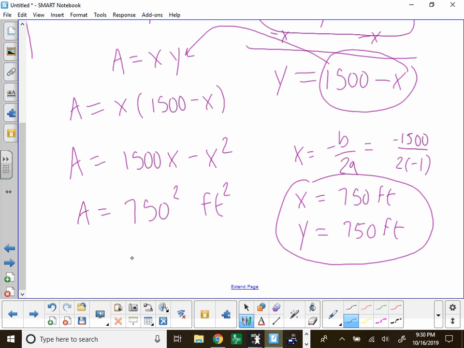So it's 56.25 double O's feet squared, comma, equals. All right. Now I'm going to pause it and bring up the next problem.